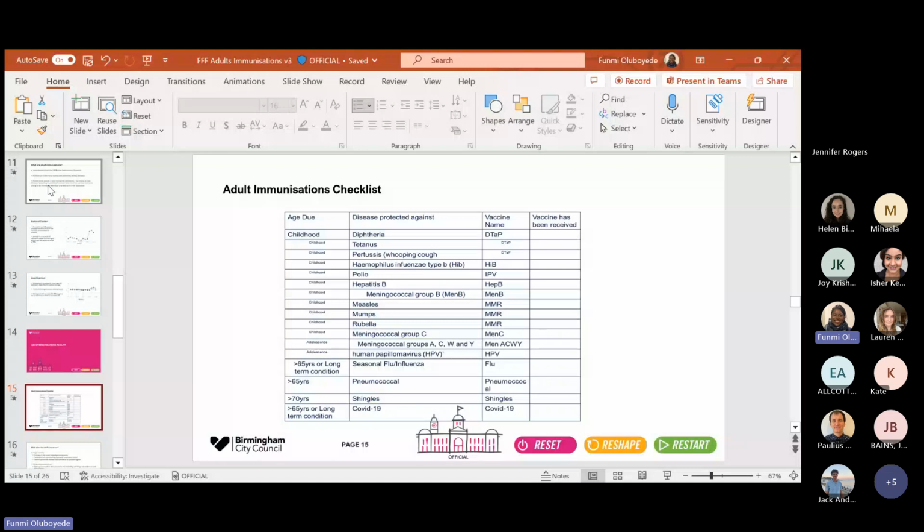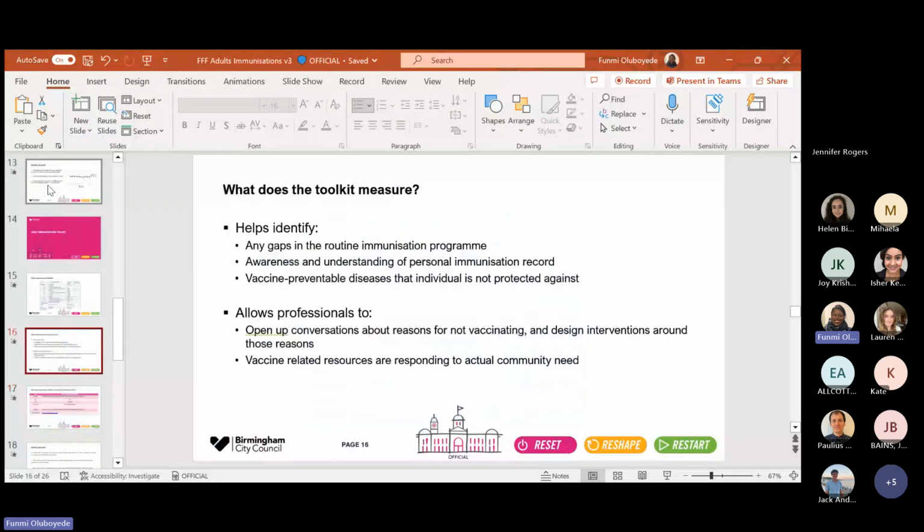So the first column talks about the age that the vaccination is due. The second column looks at the diseases protected against, and they're all listed there. And then we have the vaccine name. And finally, the final column is for vaccine received, and that can be ticked if that's the case, or left empty if there is a gap and they have not had the vaccination.